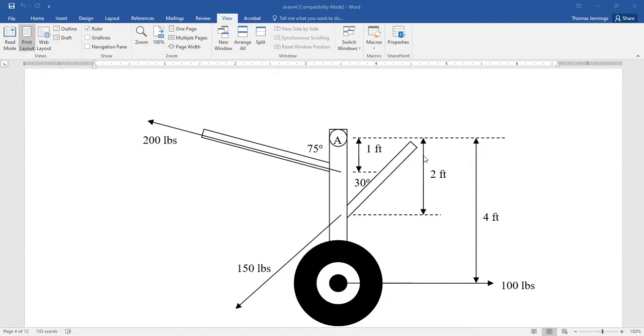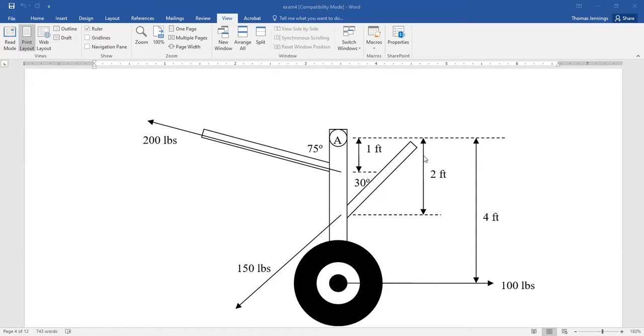So let me sketch it down here. I'm going to make a much more simplified drawing than what's in the picture. We've got 100 pounds down there at the bottom, pivot point A, that's 4 feet away. We've got at halfway this 150-pound force at 30 degrees to horizontal. And then at 1 foot away, we've got this 200-pound force.